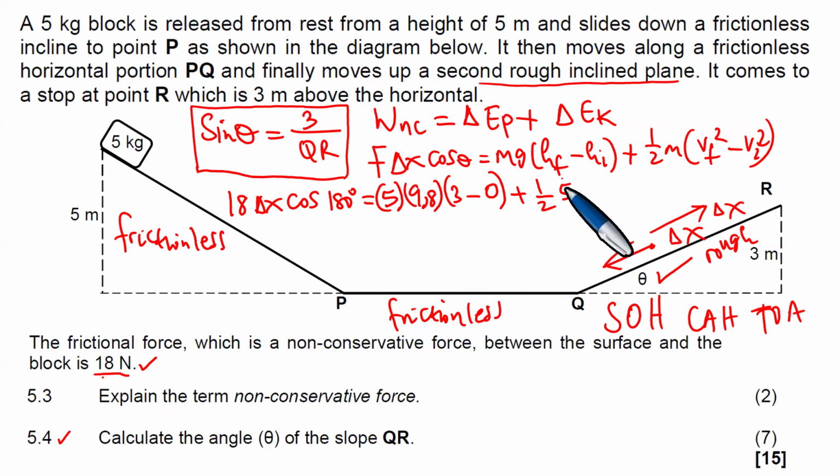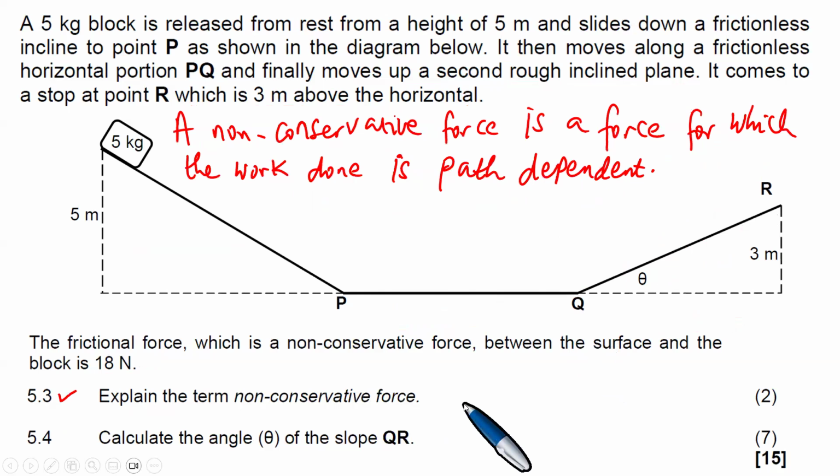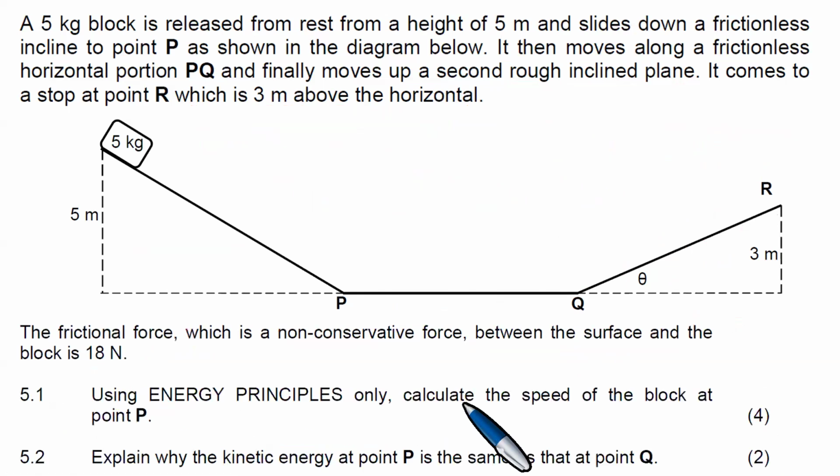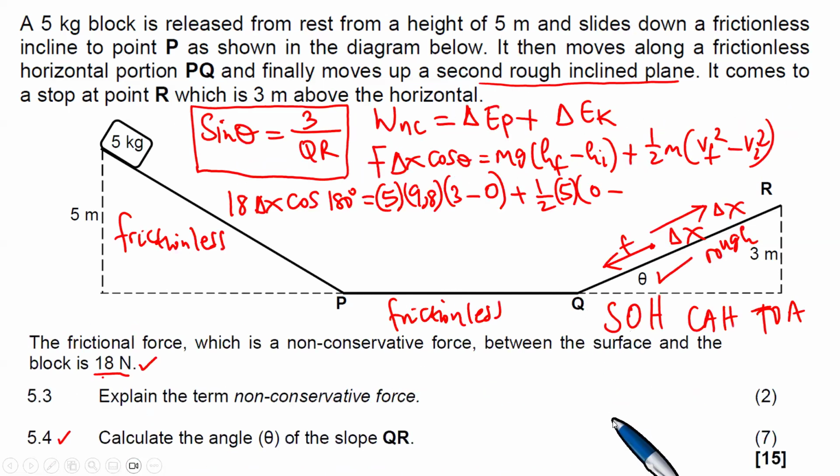Plus, the mass is 5. It stops at the top, so the final velocity is 0. Initially it was at the bottom, and when it reached the bottom we computed the velocity. We found the speed at point P. Explain why the kinetic energy at point P is the same as that at Q. So the speed at P is the same as the speed at Q. What is the speed at Q? 9.90. And you square that.